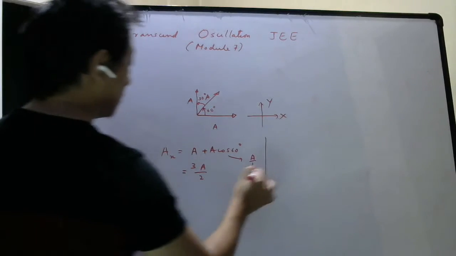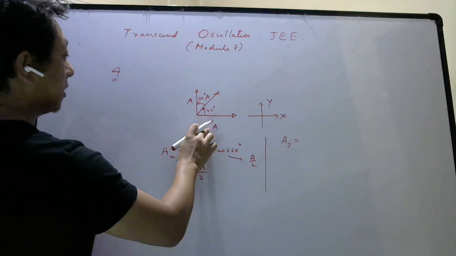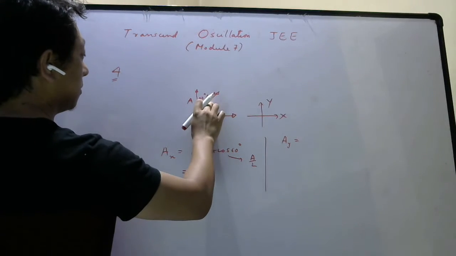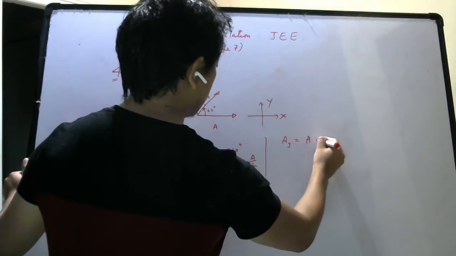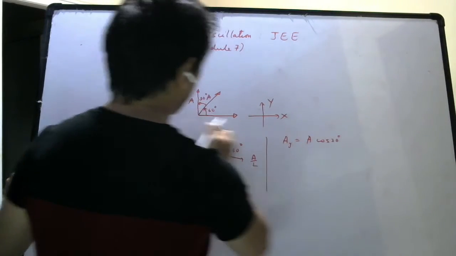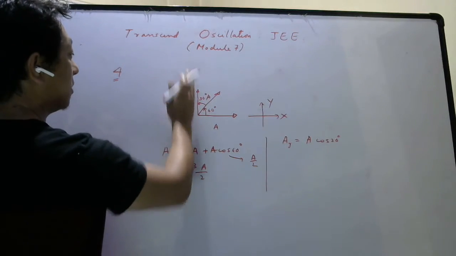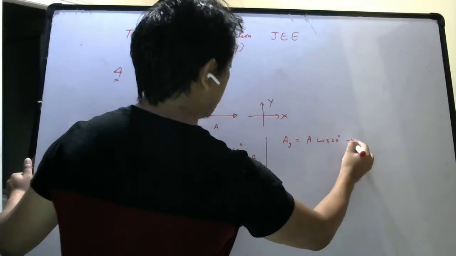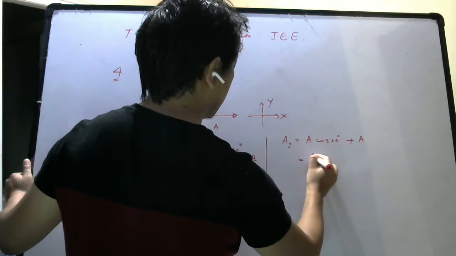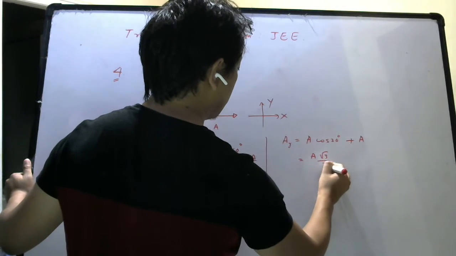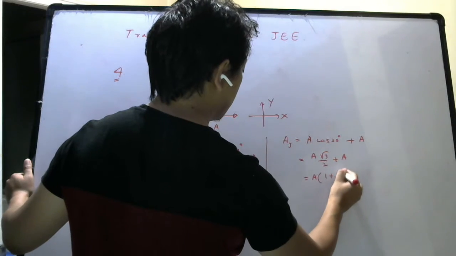Fine? Okay. Similarly, along y-axis, what will be the resultant amplitude? This A will have no component. This A makes 30 degree with y-axis, so it will be A cos 30. You can also write sin 60, okay? But this angle is 60. But then if you know this angle, then you can just use the adjacent component, which is cos 30. Plus, this is completely along y, so it will be A. So this will be A cos 30, which is root 3 by 2, plus A. So that will be A(1 + root 3 by 2).